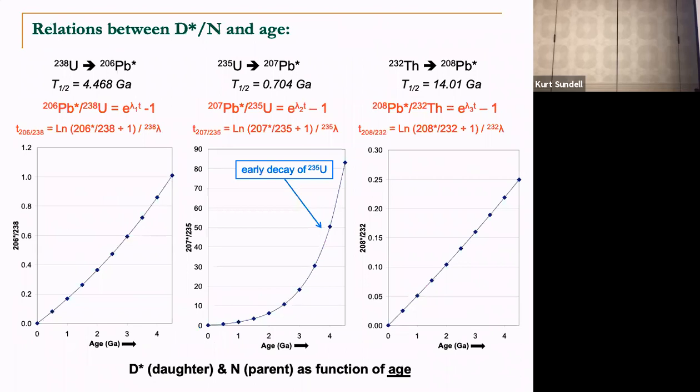Okay, so we're not really interested in the time, right? We're interested in the age. That's what we want to know as geochronologists. So we're going to switch these axes just slightly. So we now have age on the x-axis, the ratio of daughter, lead-206, to uranium-238 on the y-axis.